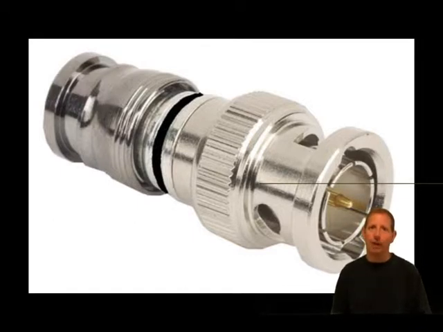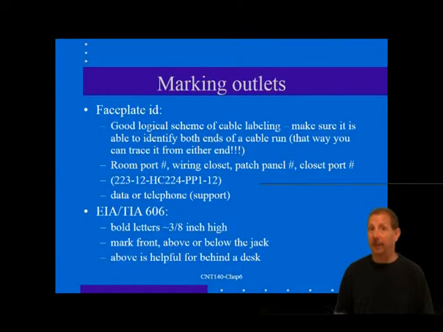Next, we need to talk about marking the outlets. Outlet jacks should be clearly identified on the faceplate. The identification should include a cable number and jack number, as well as an indication of whether the jack supports data such as LAN connection or telephone. Some jack inserts and faceplates are marked to indicate data or phone.